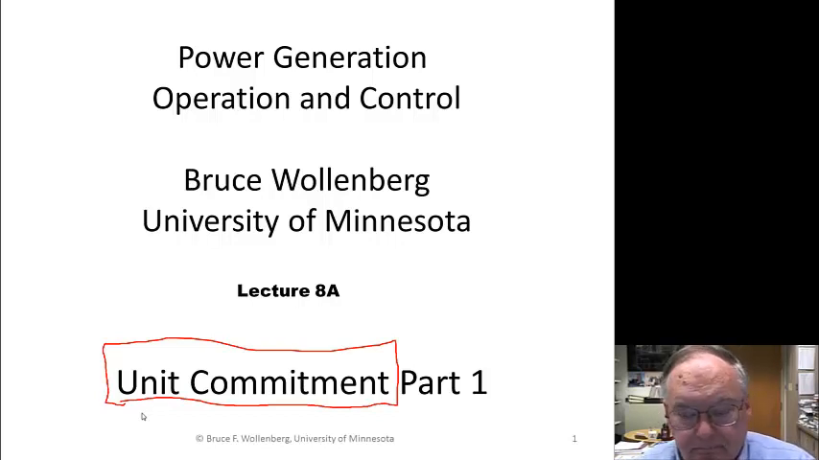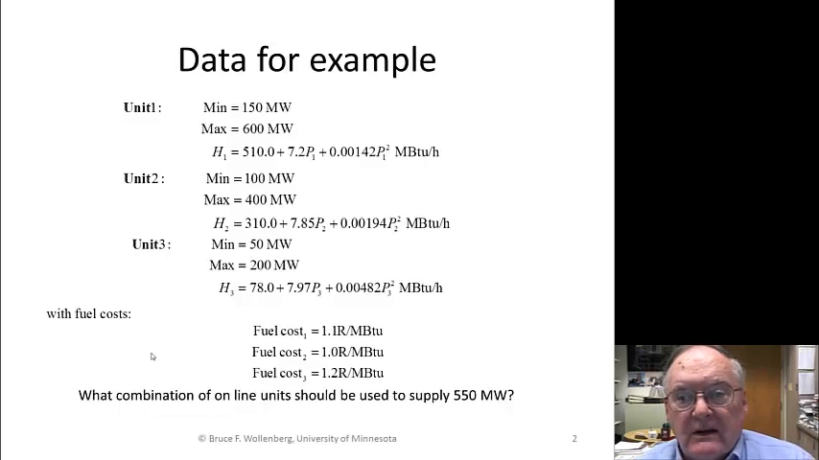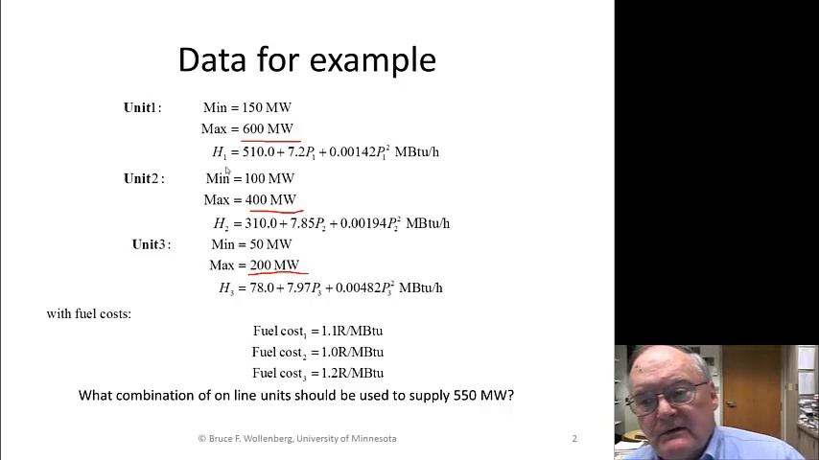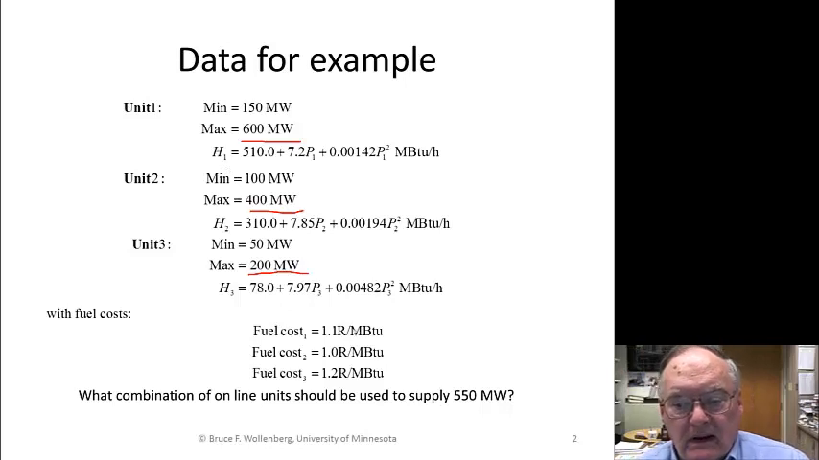So here, for example, is data for 3 generating units, and we have a unit that's 600, 400 that's 1,000, and one that's 200. So we have 1,200 maximum power that we can get from these 3 generating units, and I've given you their cost here, MBTU per hour, and I've given you their fuel cost. Wherever you see this R, it should be a dollar sign.